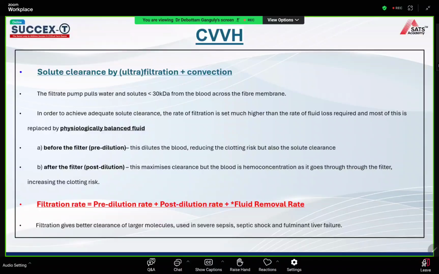As the blood from the patient comes to the extracorporeal circuit, there is a high risk of clotting. The chance is much more in these patients. So if we use replacement fluid pre-dilution, that is before the filter, then the risk of clotting is less. But after the filter, or post-filter, it maximizes the clearance, but the blood becomes hemoconcentrated as it goes through the filter, which increases clotting risk. So the risk is much more if we use it post-filter.